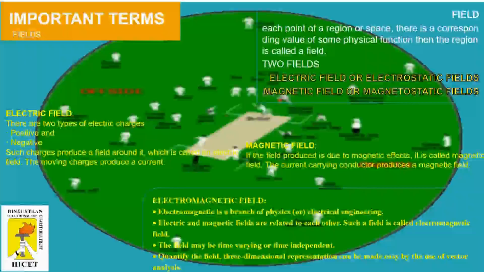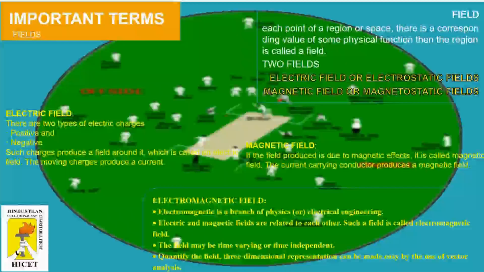So when we have an electric charge, the charge around the region or the space, the corresponding value of some physical function, then the region is called a field. So the fields are electric field and magnetic fields. The electric field has two types, one from a positive electric charge and one from a negative electric charge. Such charges produce a field around them. We call it an electric field.